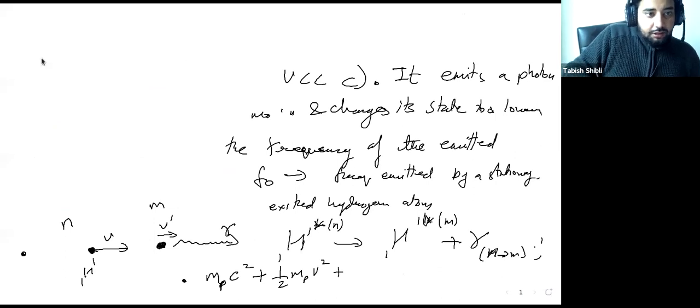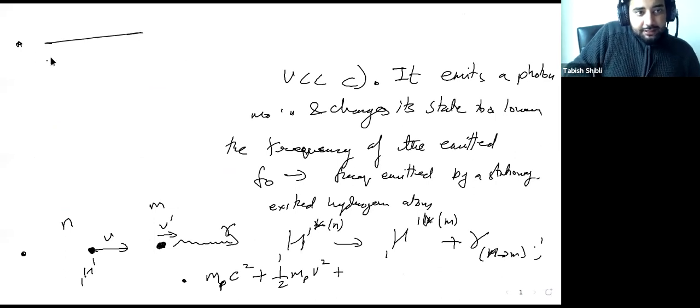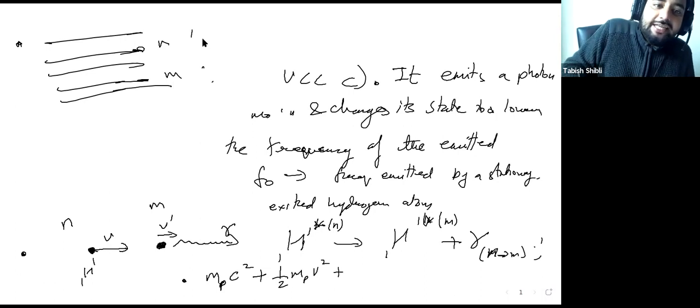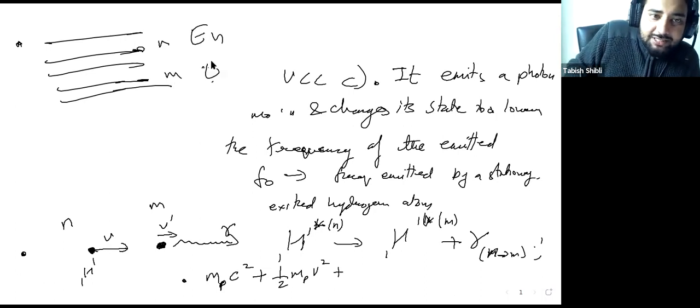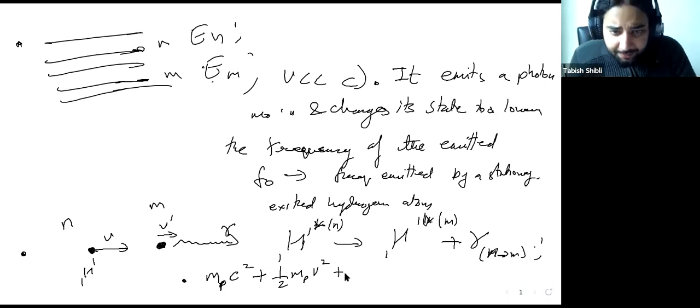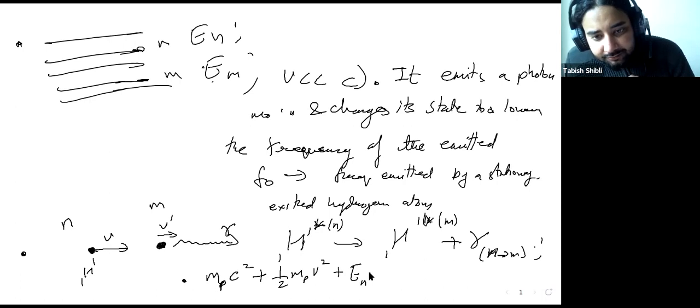Yes. So let's call this state the nth state, and let's call this state the mth state. So it's in the nth state. What is the energy of the nth state? Let's call it En. What is the energy of the mth state? Let's call it Em. Energy of the nth state and energy of the mth state, so the left hand side is En plus Em. Okay, makes sense. So that's the left hand side.